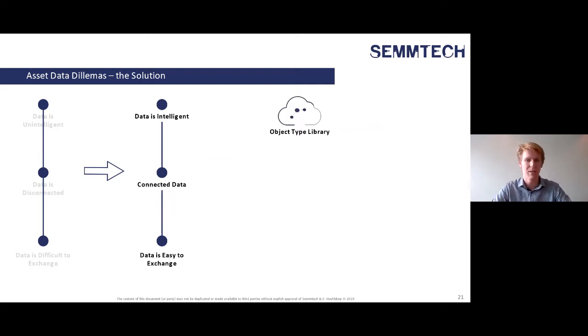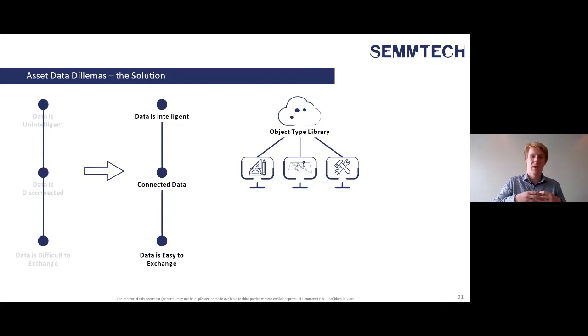Well, to make the data intelligent, we use our object type libraries. An object type library, as I'll discuss just now, is a library where you define your information in a structured way. There's an information model that you use where you sort of define what's what and how things are connected to one another. And then you publish this in sort of a library form which can then be accessible.